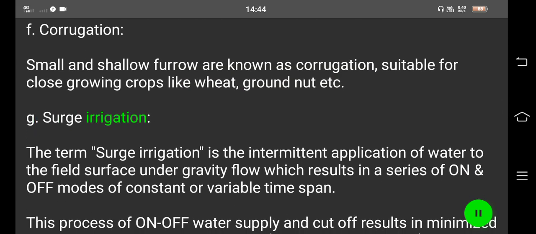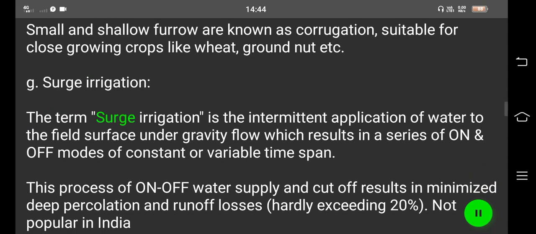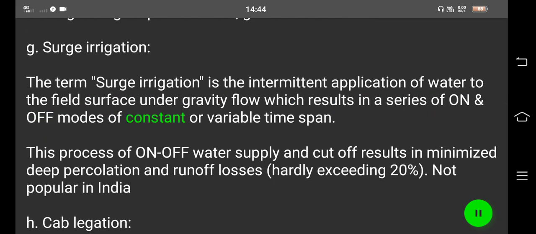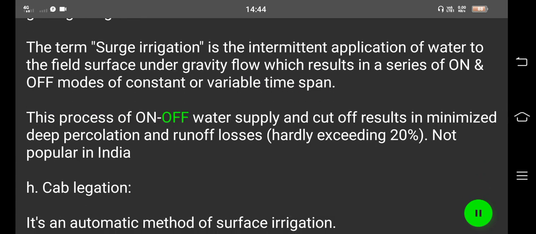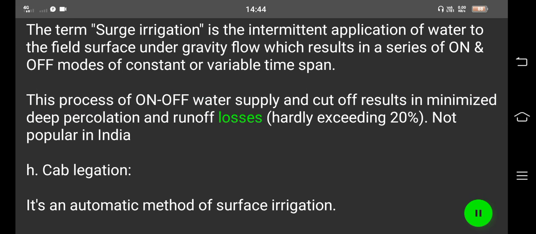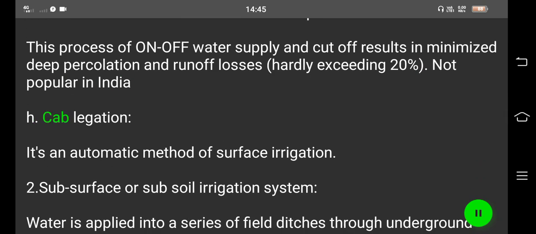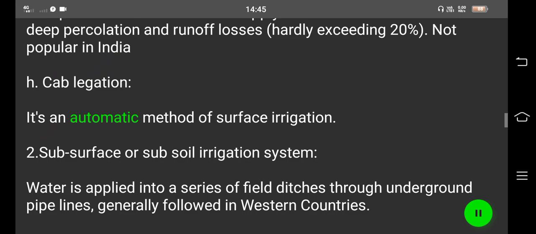G. Surge irrigation. The term surge irrigation is the intermittent application of water to the field surface under gravity flow, which results in a series of on and off modes of constant or variable time span. This process of on-off water supply and cut-off results in minimized deep percolation and runoff losses, hardly exceeding 20%. Not popular in India. H. Cablegation. It's an automatic method of surface irrigation.